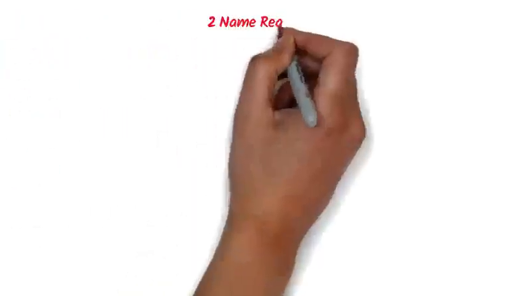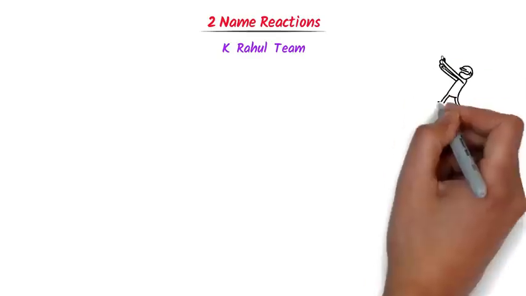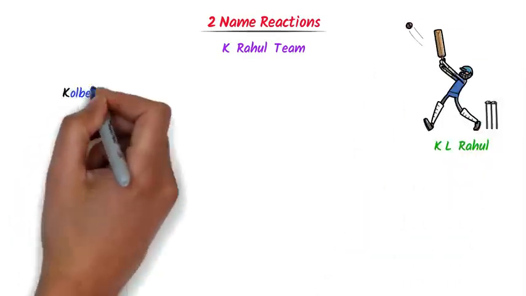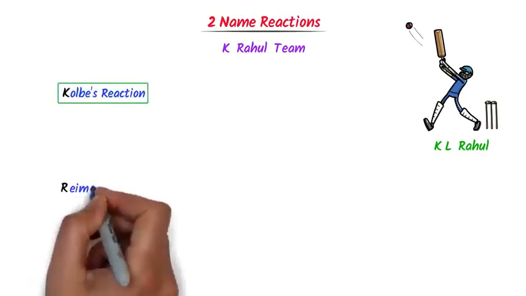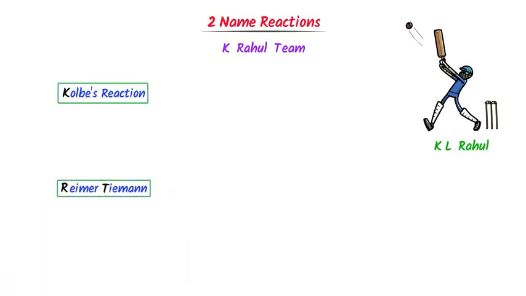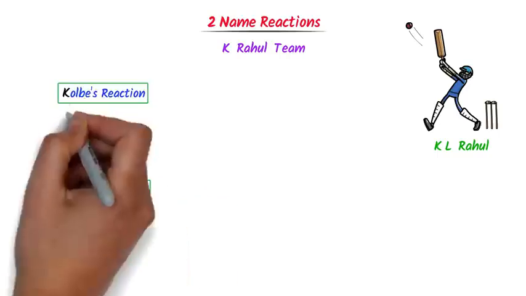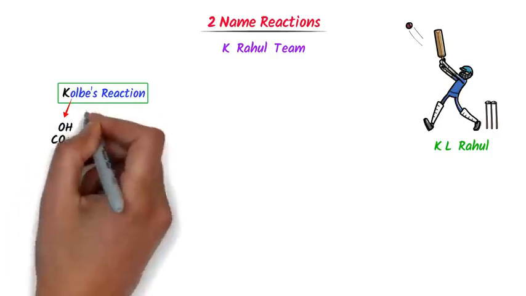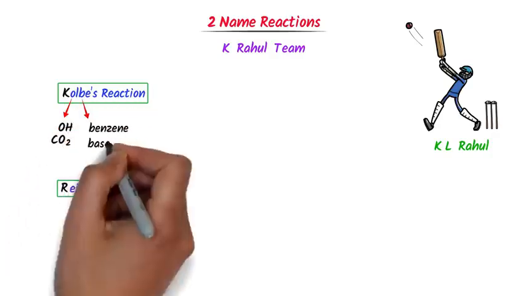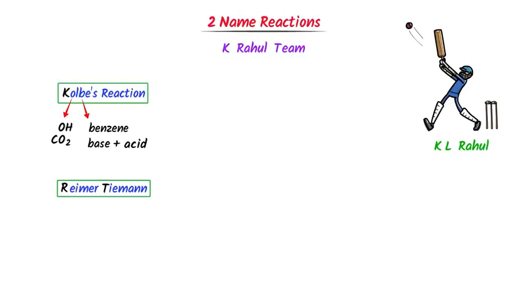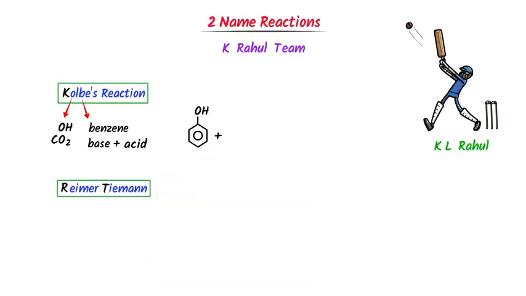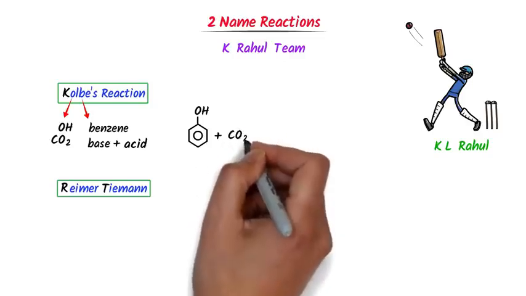Now I will teach you two more reactions. I write K, Rahul, team. Remember the famous cricketer K.L. Rahul. Here this K stands for Kolbe's reaction and this R and T stand for Riemer-Tiemann's reaction. Now listen carefully. This O and Kolbe stand for OH and carbon dioxide. This B stands for benzene and base plus salt. Thus I take this OH and attach it to the benzene ring. I get phenol. Secondly, I write carbon dioxide.